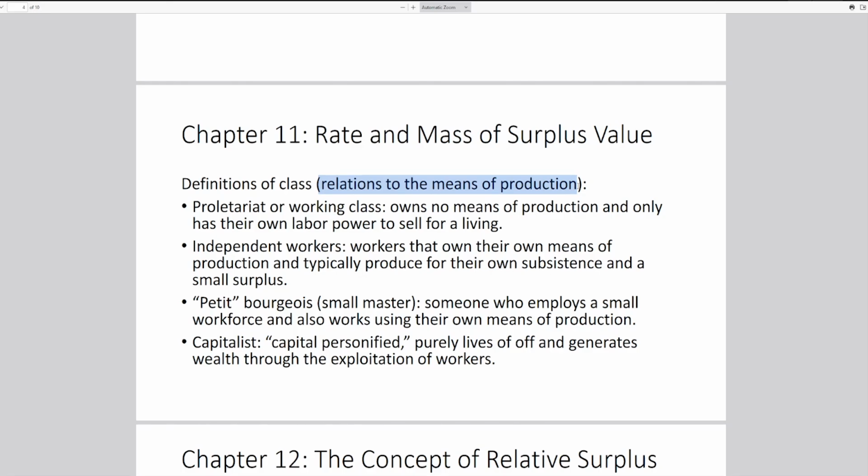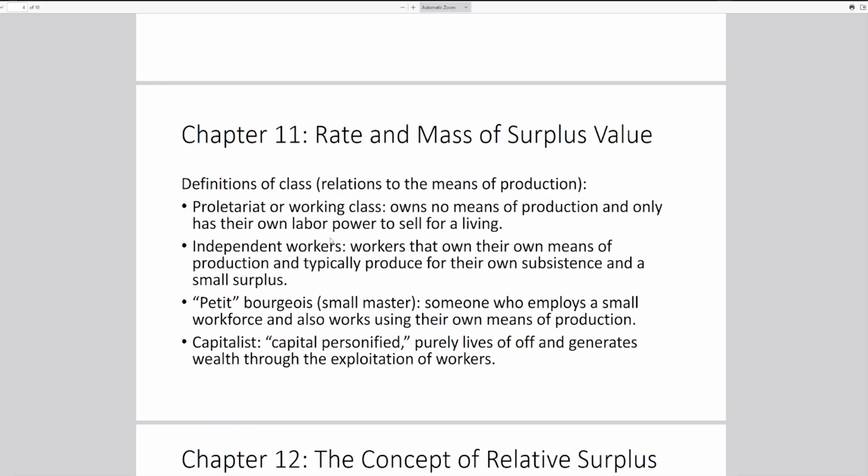So, just like most parts of your identity are probably some type of social relation that is socially defined and understood, meaning it's something objective but not necessarily tangible, that's pretty much how class works. Class is also a social relation, and specifically it's a relation to the means of production. So there's some general categories that we lay out here. The proletariat, or working class, own no means of production and only have their own labor power to sell for a living.